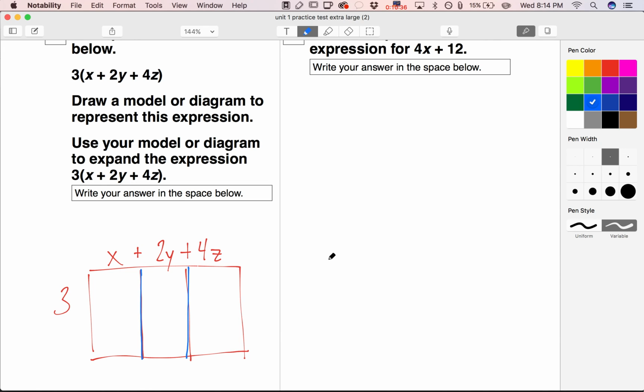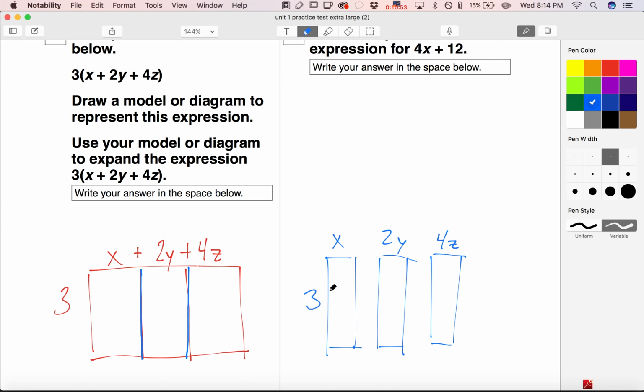So when we were doing this on a worksheet in class, they broke it up on all 3. So I just glued them together by adding that plus. So you would have x here, 2y here, 4z here. That's how your worksheet had it. Then you would answer what's 3 times x? 3x. What's 3 times 2y? 6y. What's 3 times 4z? 12z.